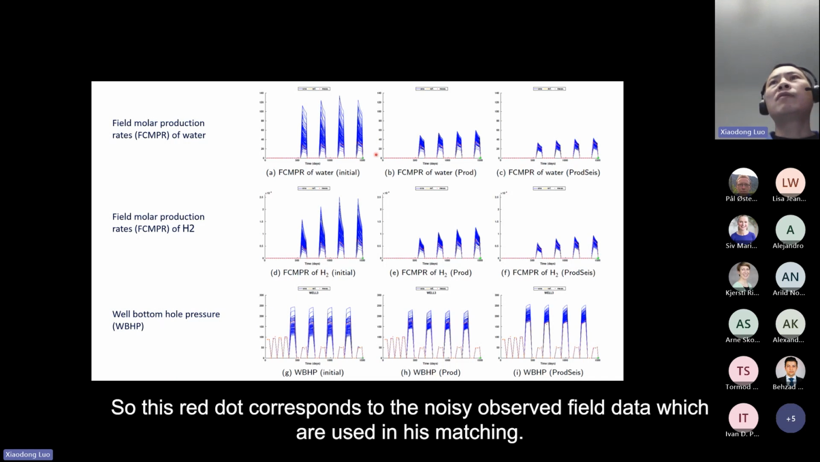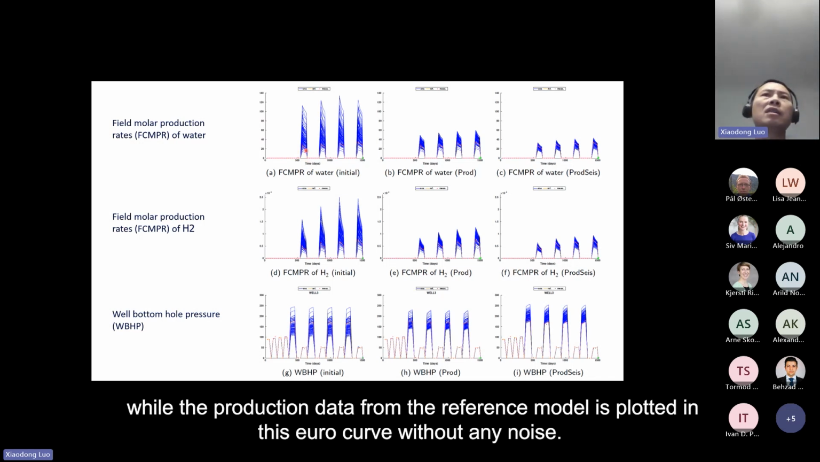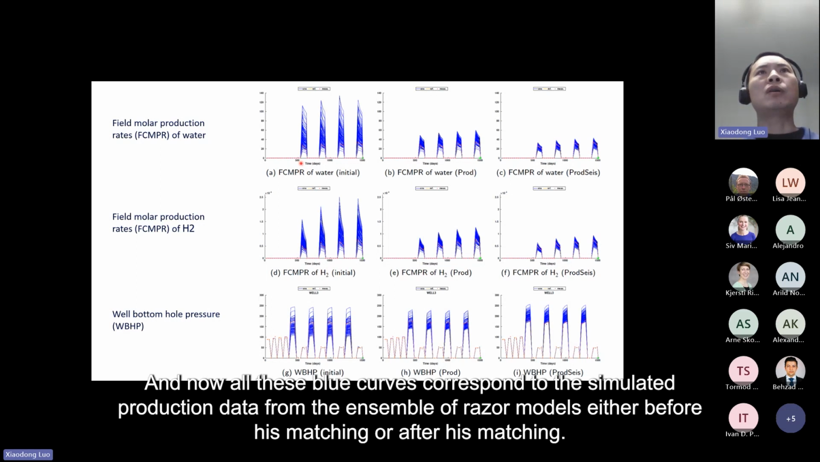These red dots correspond to the noisy observed field data, which are used in history matching. These noisy data are generated by adding certain Gaussian white noise to the production data generated from the reference model, while the production data from the reference model is plotted as this yellow curve without any noise. And all these blue curves correspond to the simulated production data from the ensemble of reservoir models, either before history matching or after history matching.